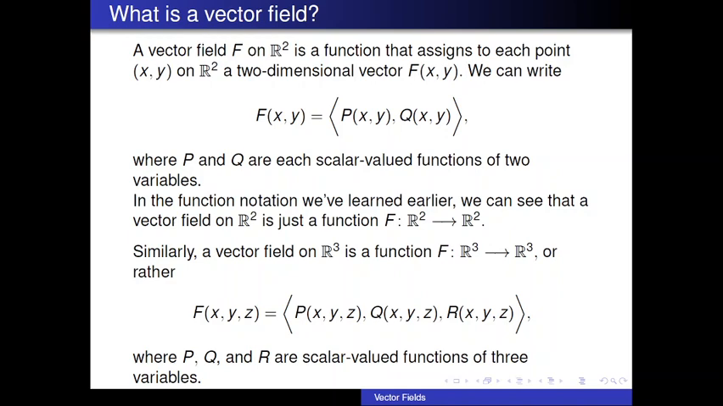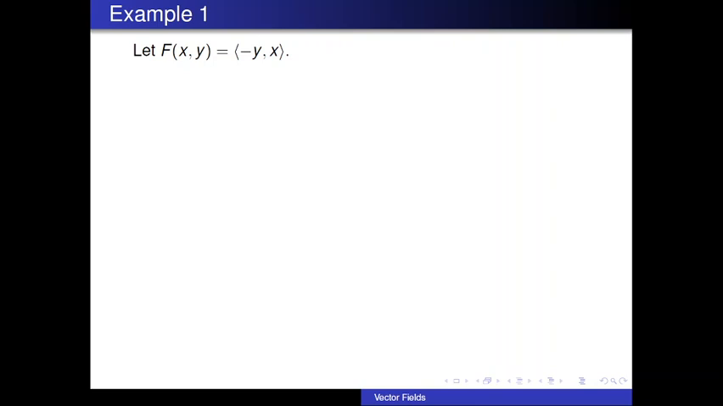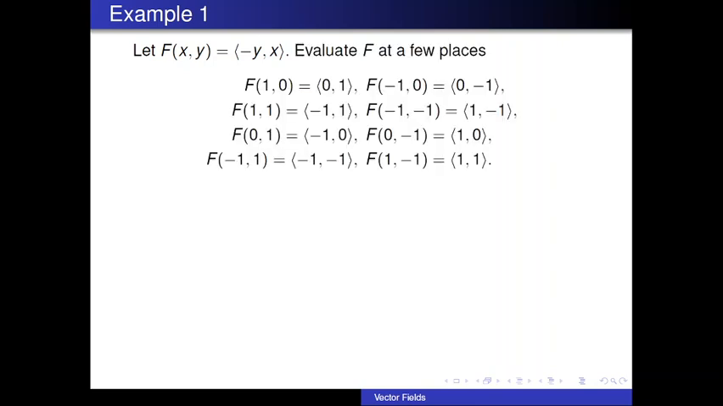Okay, so let's look at an example. Here's an example of a vector field in the plane. It's big F of x, y equals minus y in the first component and x in the second component. So let's do some computations. Let's evaluate F at a few places. At the point 1, 0, the x-coordinate is 1, the y-coordinate is 0. So the output will be the vector whose x-component is negative 0, also 0, and whose y-component is 1.